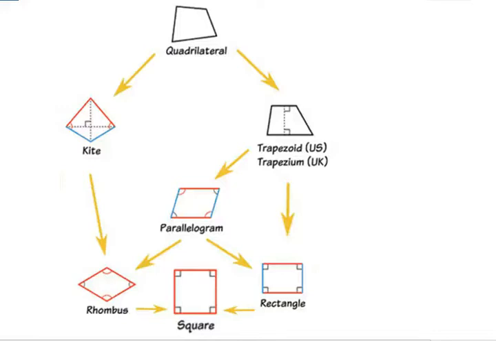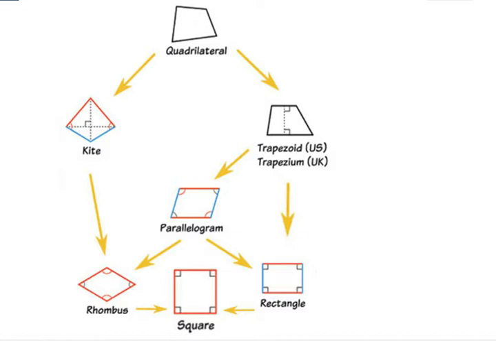This tutorial is for 5th grade, Module 5, Lesson 21. In this lesson, we're going to review the different qualities or attributes of quadrilaterals. I have basically a family tree here of quadrilaterals, and I'm going to follow each of the branches to explain the connections between the shapes.